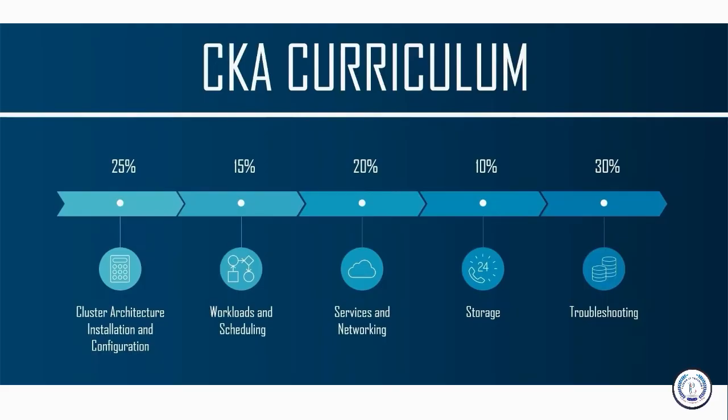Moving ahead, with a weightage of 20%, we have services and networking. Here you will have to understand how to host networking configuration on the cluster nodes. You will also need to understand connectivity between pods, ClusterIP, NodePort, LoadBalancer service types, and endpoints. You will have to know how to use Ingress controllers and Ingress resources. Also learn how to configure and use CoreDNS. Finally, you will learn how to choose an appropriate container network interface plugin.